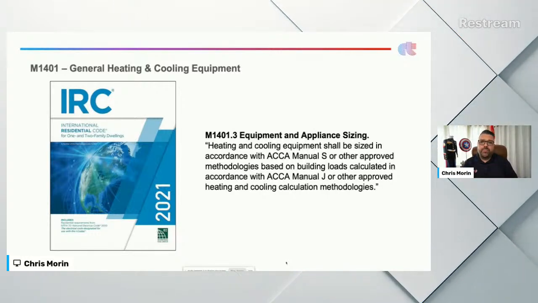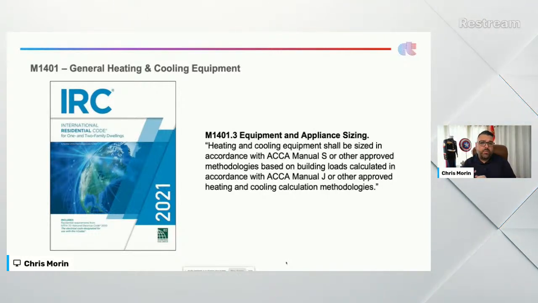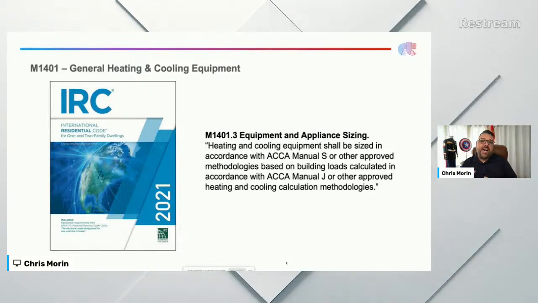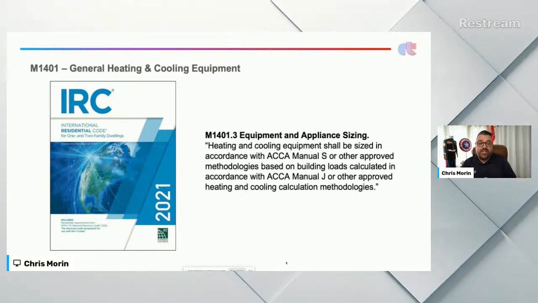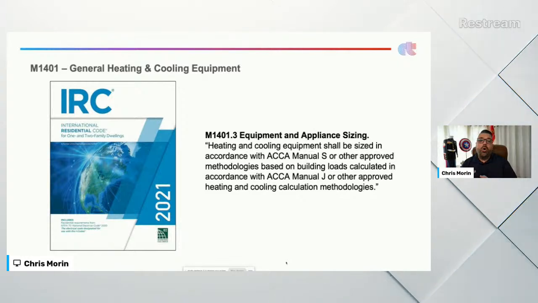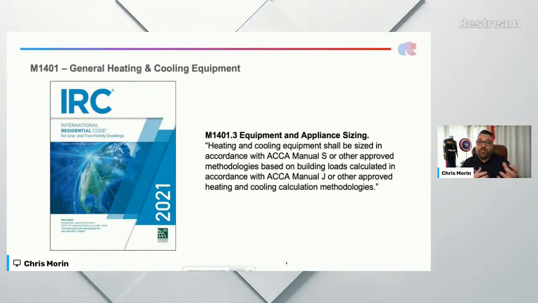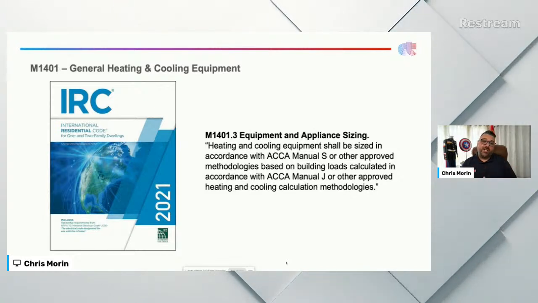And in section 1401, which is actually 1401.3, equipment and appliance sizing, and I'm not one to read slides, but since this is code, I'm going to make sure we get this right. Heating and cooling equipment shall be sized in accordance with ACCA Manual S, that's equipment selection, or other approved methodologies, based on building loads calculated in accordance with ACCA Manual J or other approved heating and cooling methodologies. Now, unfortunately, the approved methodologies are for the building inspector to approve.